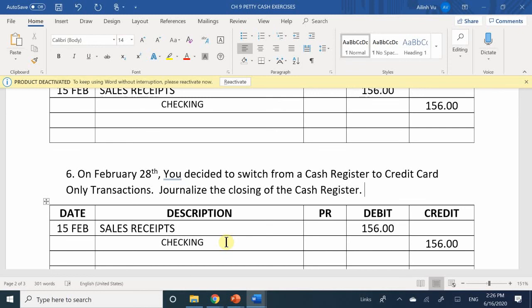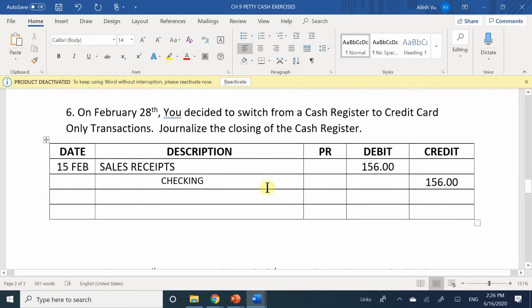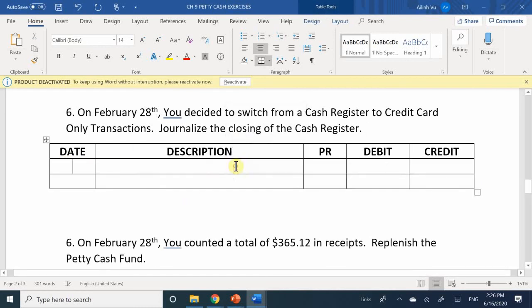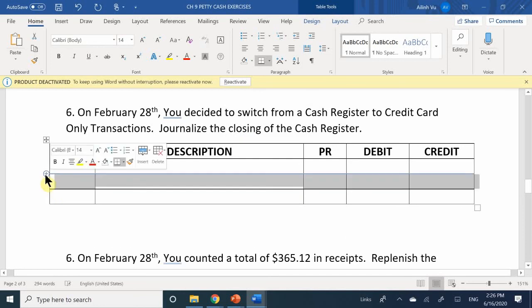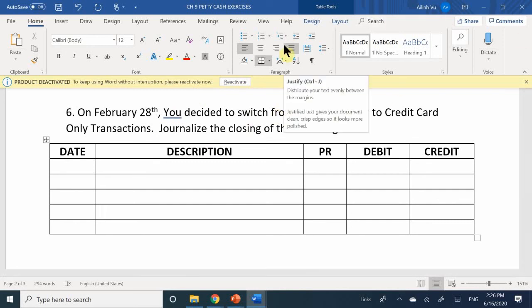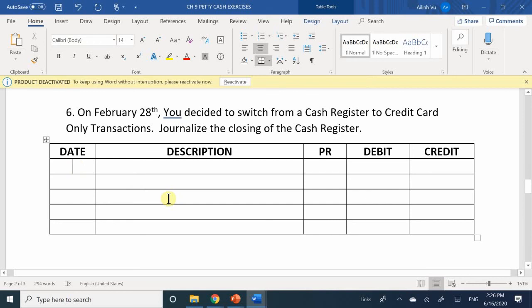Okay, so here I'm going to go ahead and clear out this information here. So here you're trying to get rid of your cash register, right? Because you want to convert from using cash register, so you want to go from credit card only. So you need to close out your petty cash fund. I mean your cash register, right? So how would you do this?